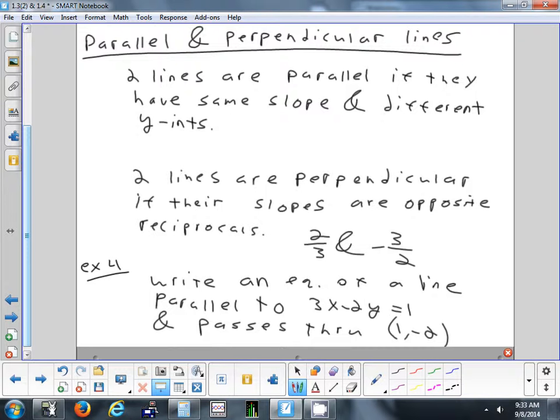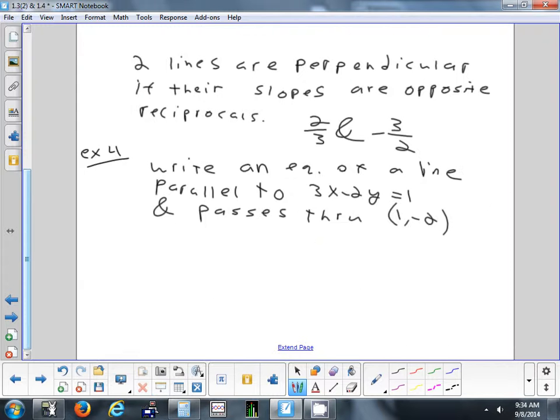Write an equation of a line parallel to that and passing through a given point. First thing you'd have to do is what I showed you earlier. Rearrange this equation and find its slope. Once you know its slope, then you know the slope of the line you want to find because they're parallel. They're the same. So let me just find the slope, and then I'll show you what to do from there, and I think you'll be okay.